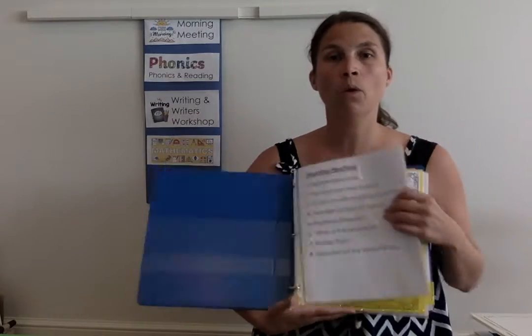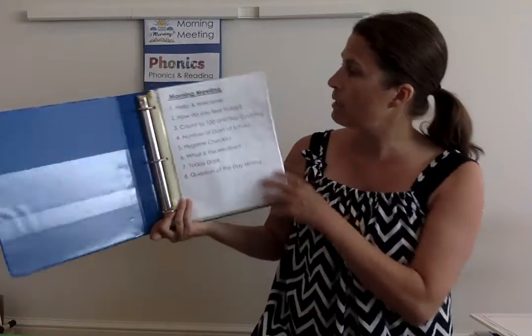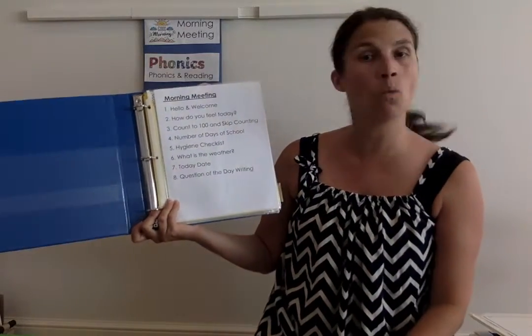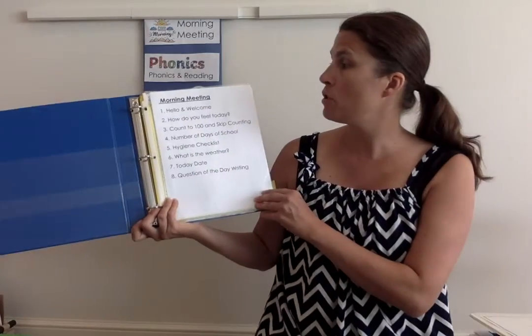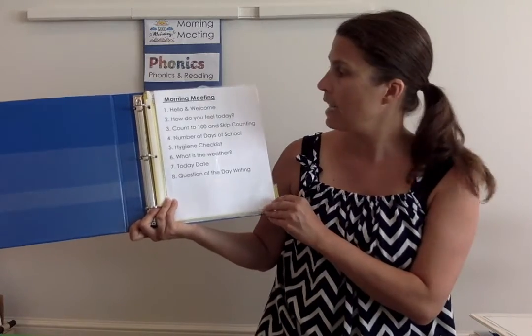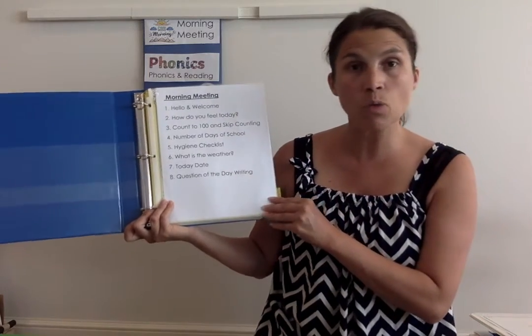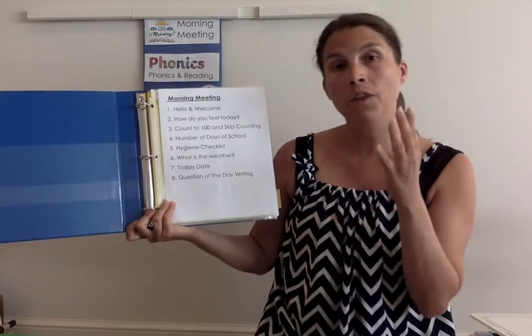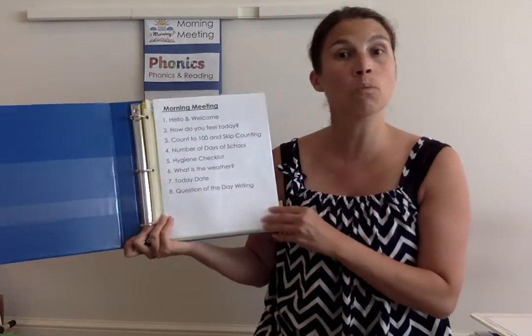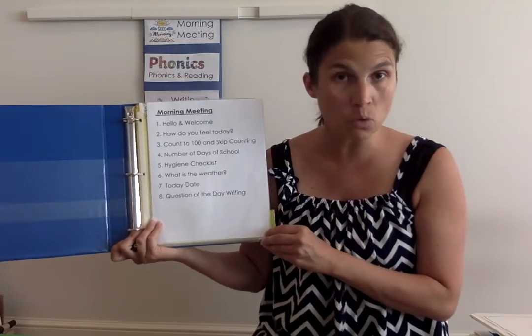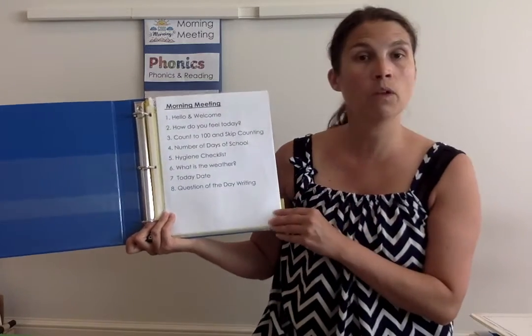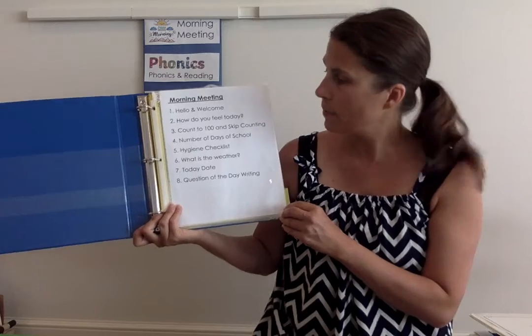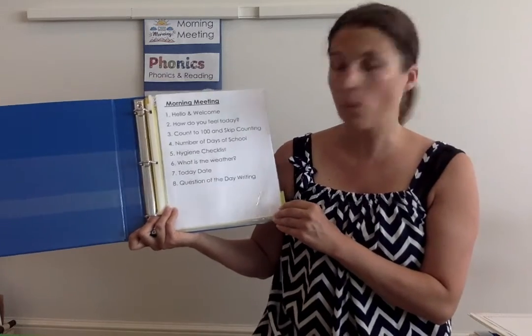So just to let you know, the morning meeting will start off with a hello and a welcome. Second, we will do how are you feeling today? Third, we will be counting to 100 and doing some skip counting as a group. The fourth thing we will do is be counting the number of days of school. Then the fifth thing we'll do is a hygiene checklist. Sixth, we will talk about the weather.